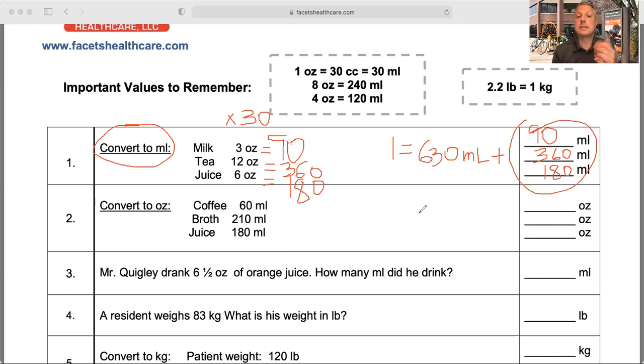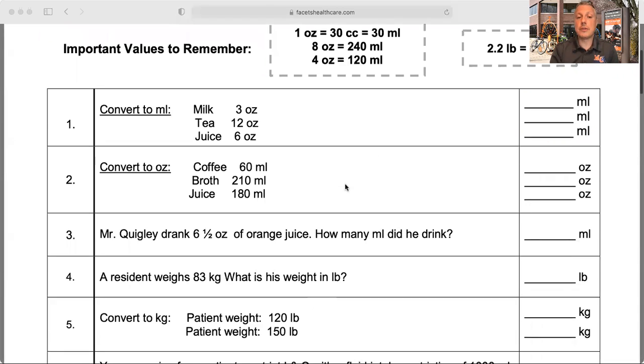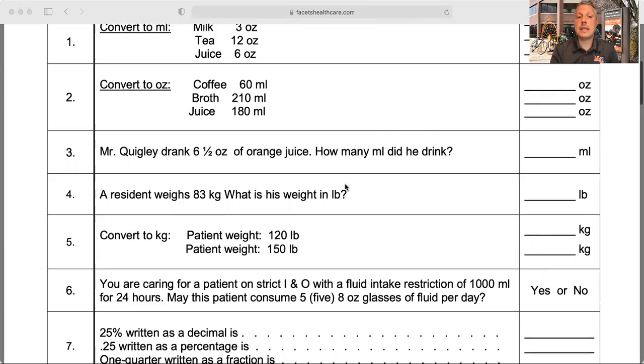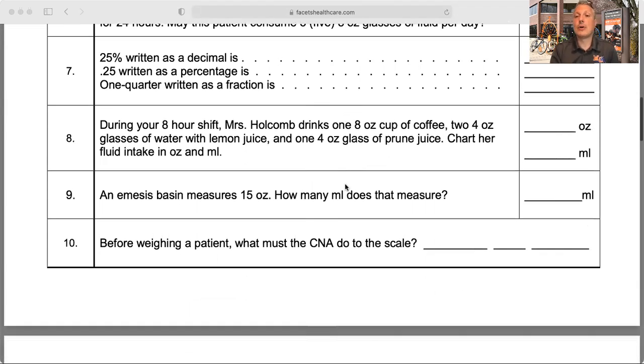They gave us milk, tea, juice. They're all liquids. We were able to add them all together once we converted the ounces into the mLs, and then we found the total in mLs. So, okay, let's move on to another problem that you can see a little more how the I's and the O's are being utilized in here.